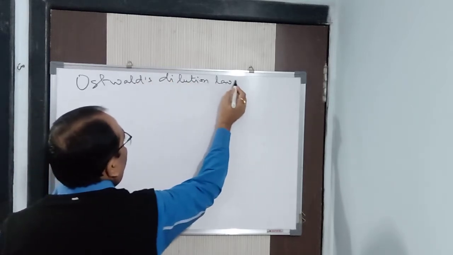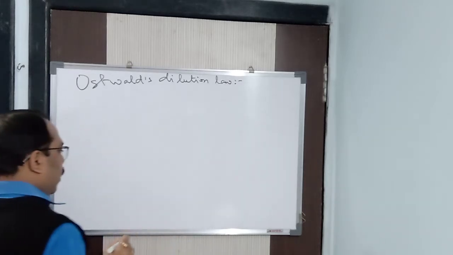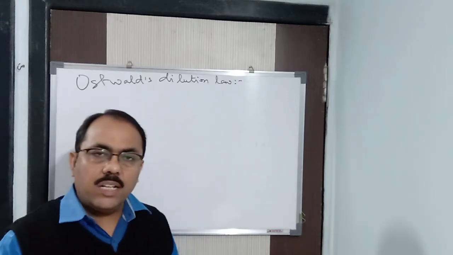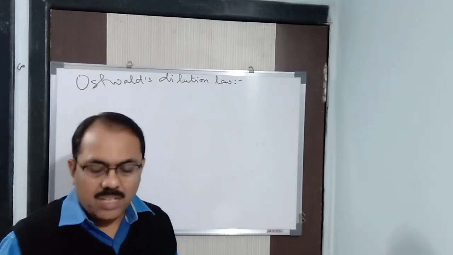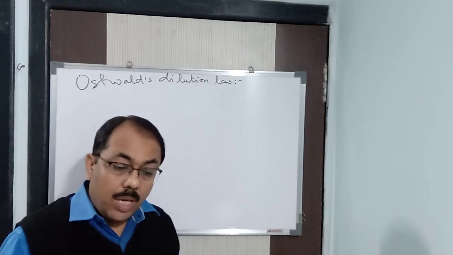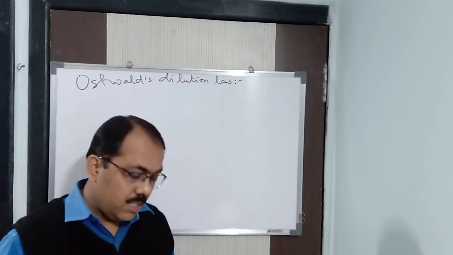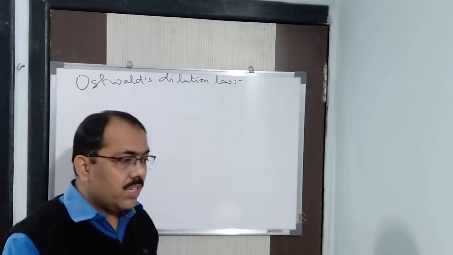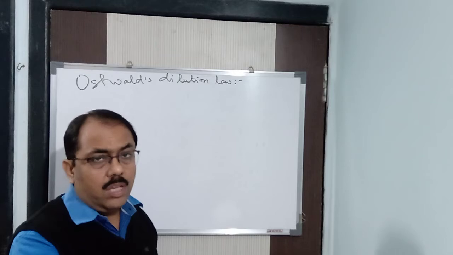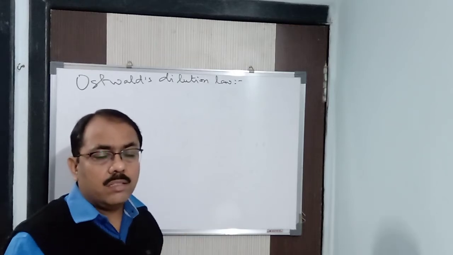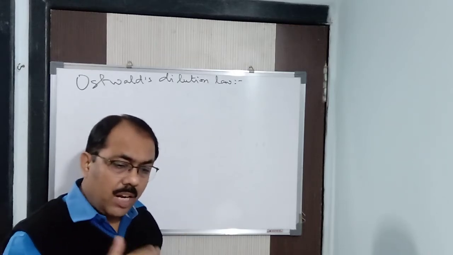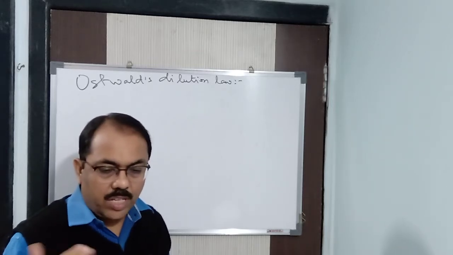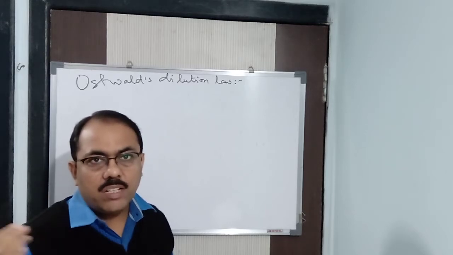Now, before starting this, let me tell you: in this chapter we are going to study mainly the weak electrolyte. In certain cases, you will be studying the strong electrolyte. Mainly, you will be studying the weak electrolyte in this chapter. Because when a weak electrolyte dissociates, you have an equilibrium between undissociated molecules and the dissociated ions.